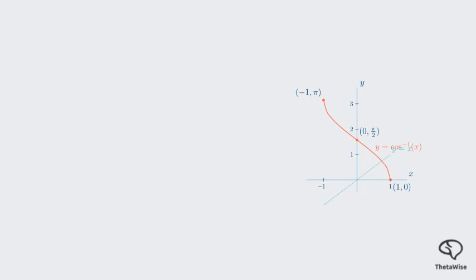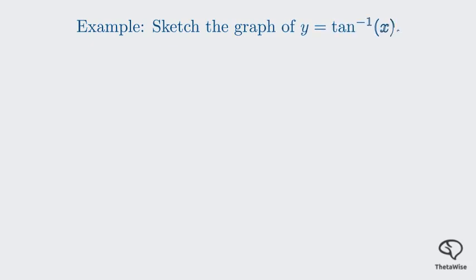Notice this graph also looks like the original cosine graph reflected over the line y equals x, but its range is limited to the first 2 quadrants, from 0 to pi. Our final example will be the inverse tangent function, y equals tan inverse of x. This one will be a bit different because it involves asymptotes. Let's apply our trusted 6-step guide.